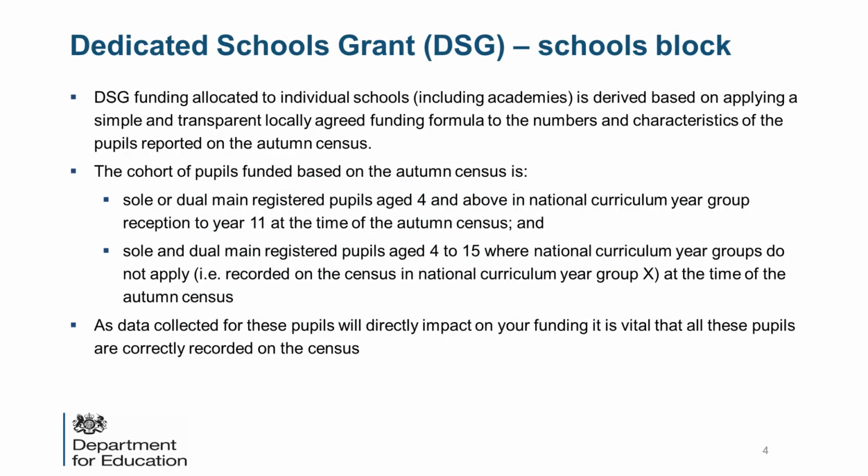Pupils aged 4 and above in National Curriculum Year Groups Reception to 11, as well as those aged 4 to 15 where National Curriculum Year Group does not apply, are funded via the schools block of the Dedicated Schools Grant based on the autumn census. Each unique pupil will be funded as one full-time equivalent, regardless of full-time part-time status, but funding is split for unresolved duplicate UPNs, which I will talk about in more detail later in the presentation.